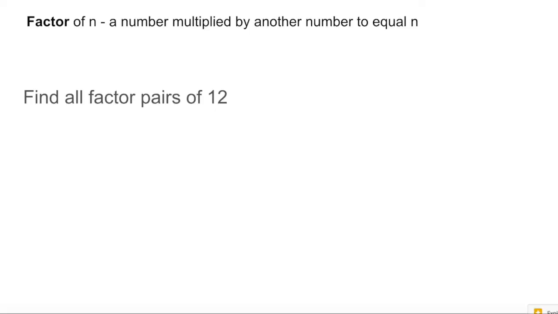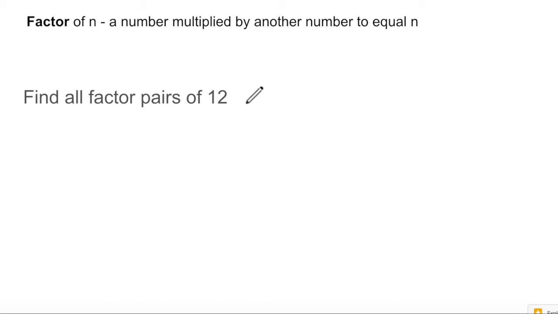In this video, I'm going to give you a quick introduction to factoring. A factor of n is a number that is multiplied by another number to equal n. In other words, if two numbers can be multiplied together to equal 12, then they are factors of 12. So what are some factors of 12? How do we find those?